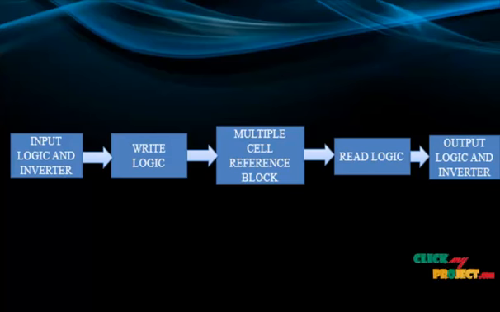The write logic is used to perform the write operation for the overall blocks. After that the written data will be sent to the multiple cell reference block. That multiple cell reference block is the 18 cross 16 multiple cell reference. After that the data is fed into the read logic, which is used to read the data in those blocks. After that the data is fed into the output logic and inverter block. In that block the inverter is used to get the output value from the logical format.